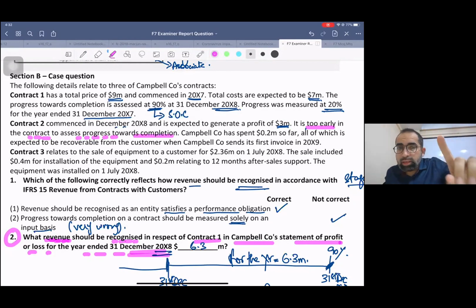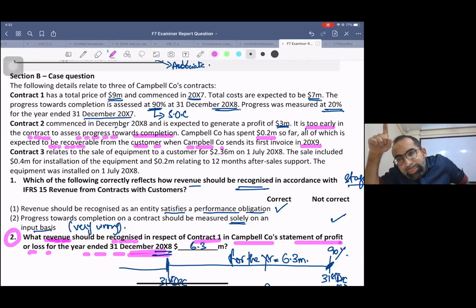There is uncertainty. Okay, so in that case, what is the rule? What does IFRS say? You can book revenue equal to the cost incurred which is recoverable. Our company has spent 0.2 million. This is the cost, 0.2 million so far, all of which is expected to be recoverable from the customer when Campbell company sends its first invoice in 2009. Yes, it is recoverable, and we are in 2008.